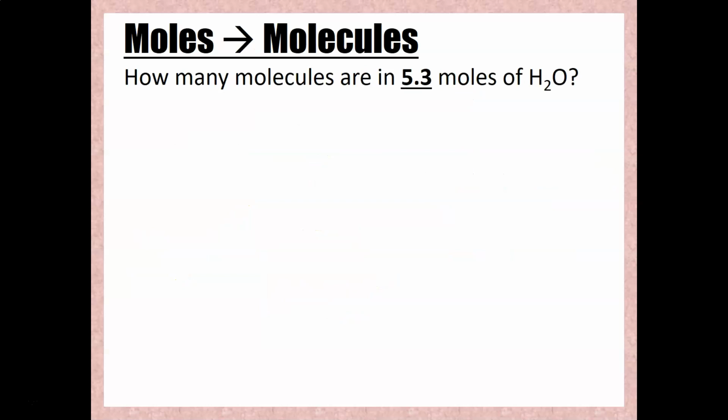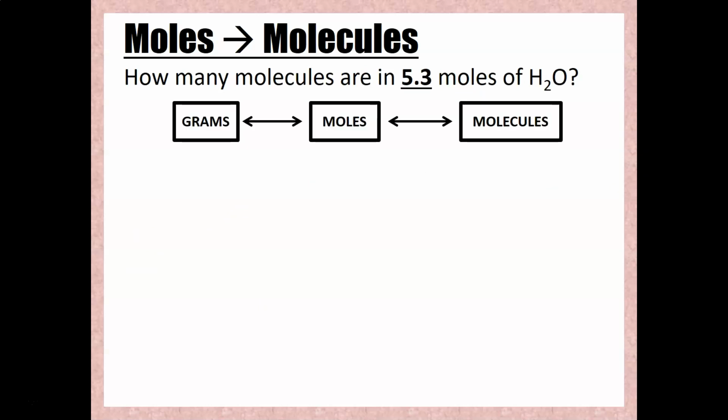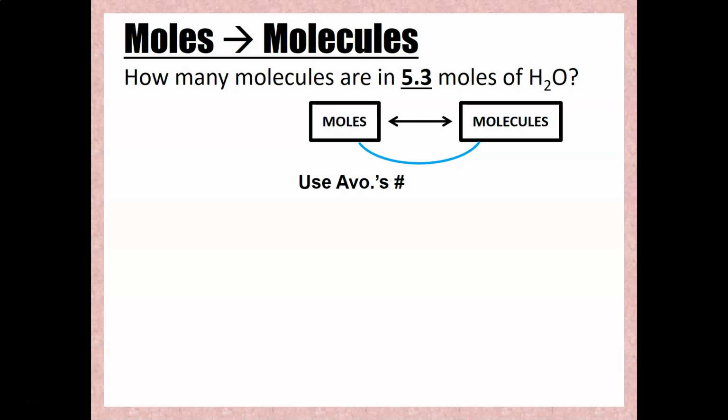Let's try moles to molecules. Here's my molar pathway, but this time I'm only going to use that part. When I go moles to molecules, I'll use Avogadro's number. The nice thing about his number is it's always the same. With molar mass, I have to change it each time depending on the formula, but Avogadro's number will always be the same. I start with my known value.